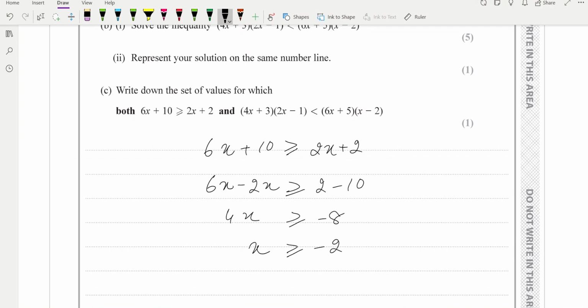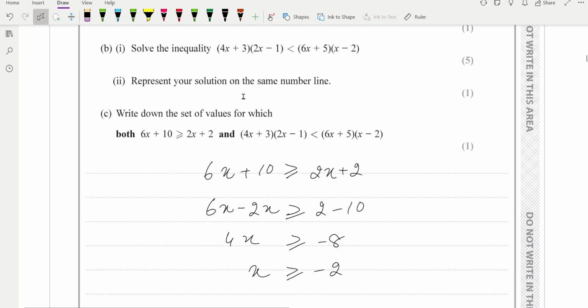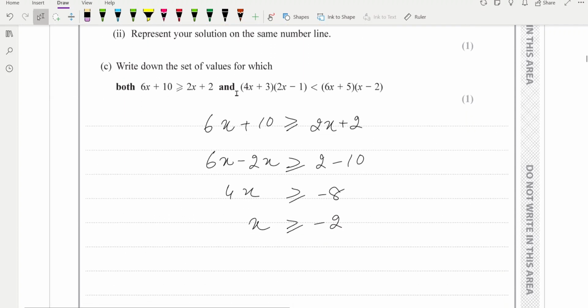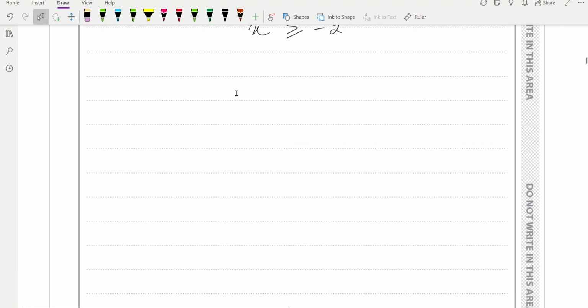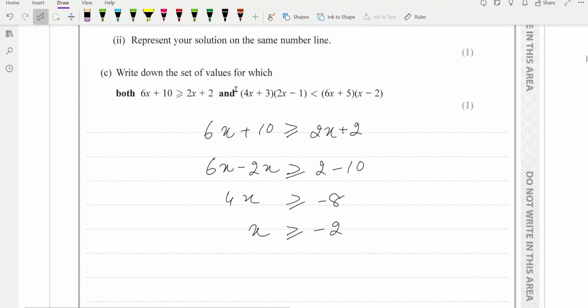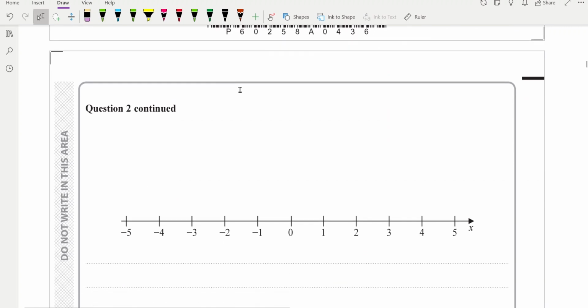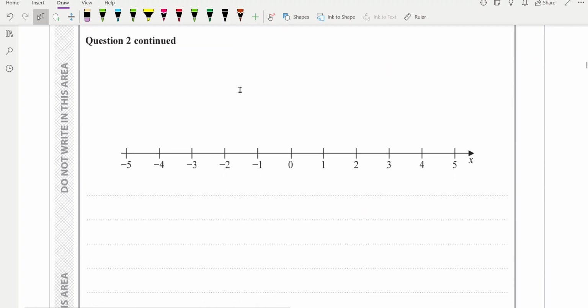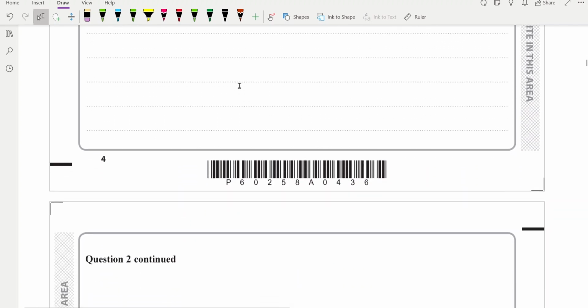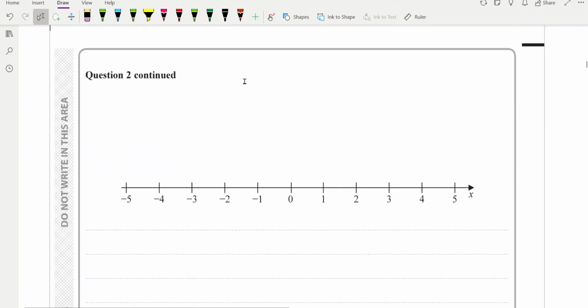So this is basically the inequality which we were supposed to solve, and they are saying the second part, represent your solution on the number line on the next page. So we have to show this on the number line. Next page means over here, this is provided, so we can represent this. This is saying x is greater than or equal to minus 2. So minus 2 is this one.